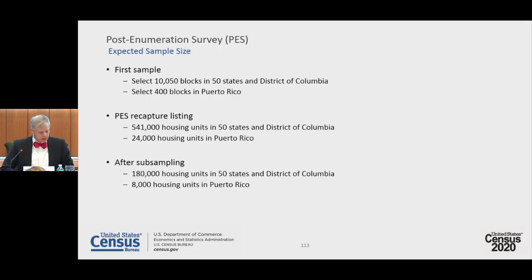Because neighborhoods tend to be homogeneous, it's better for us to conduct the PES in a larger number of neighborhoods and then subsample than it is to conduct the PES in all housing units in a smaller number of blocks.